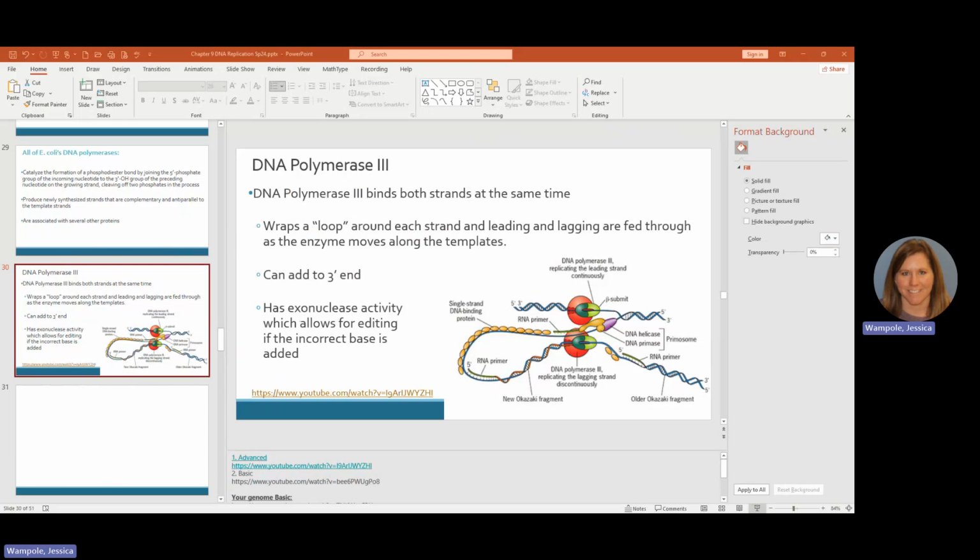Let's see what colors we have left. Orange. Yep, orange or yellow, but yellow is not going to work too well. So we need one more enzyme: DNA ligase links the fragments.